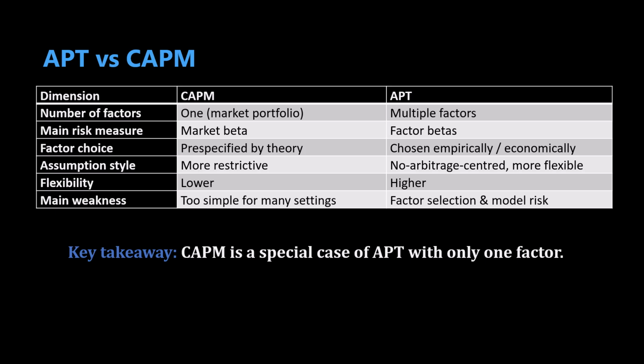For the FRM exam, if you see a question asking which model is more flexible, the answer is APT. If the question asks which model is more parsimonious and theoretically elegant, CAPM is usually the intended answer. So remember these points for your exam.